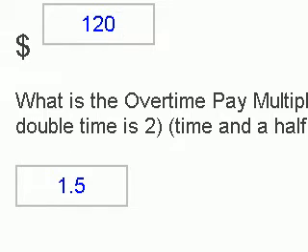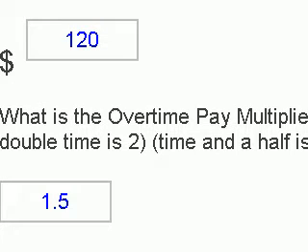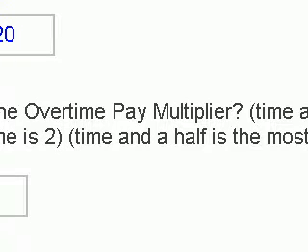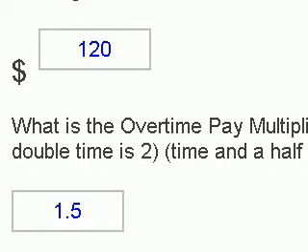Now they want to know, what is the overtime pay multiplier? Most of the time, companies pay out time and a half for overtime. So you can see here we already have that as the default. Time and a half is 1.5, double time is 2, and time and a half is the most common. If your company has a different policy, you can change it. Otherwise, just leave it.